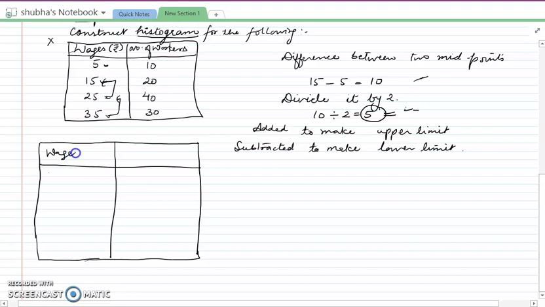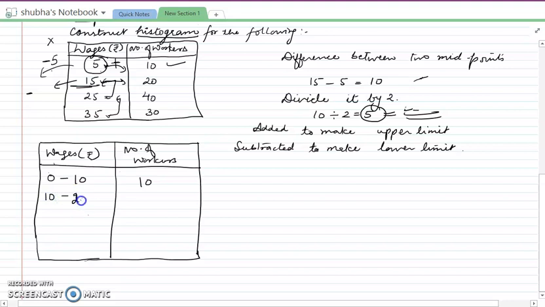So, wages in rupees. For this midpoint, 5, what will be the lower value? We will subtract 5, and for the upper value we will add 5. This 5 is what we have calculated. So we will make 0 to 10: 5 minus 5 is 0, 5 plus 5 is 10. The number of workers is 10 here. Now this 15: to set the lower limit, minus; to set the upper limit, plus. 15 minus 5 is 10, 15 plus 5 is 20.